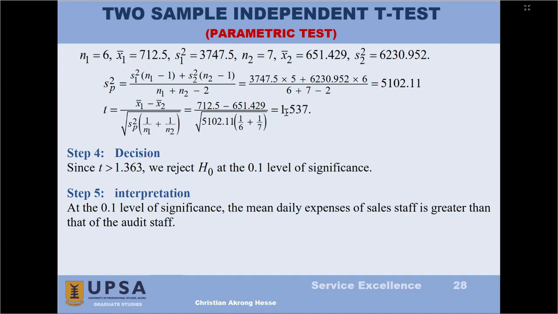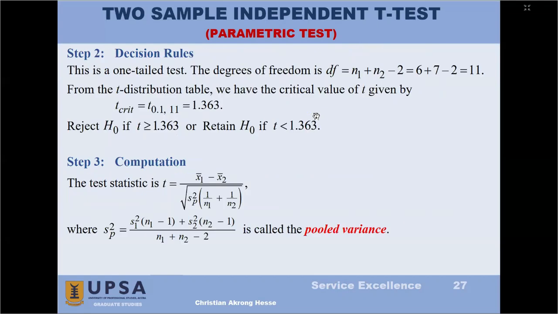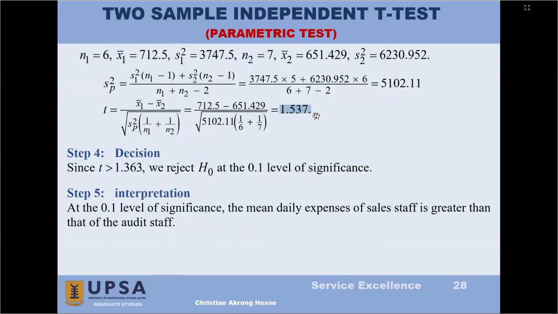So check whether the value for the t is also correct using 1.537 as the computed t value. Is it greater than or less than the critical t value? The critical t value is 1.363, and the computed t value is 1.537. It's greater, and because it's greater, we reject H naught.